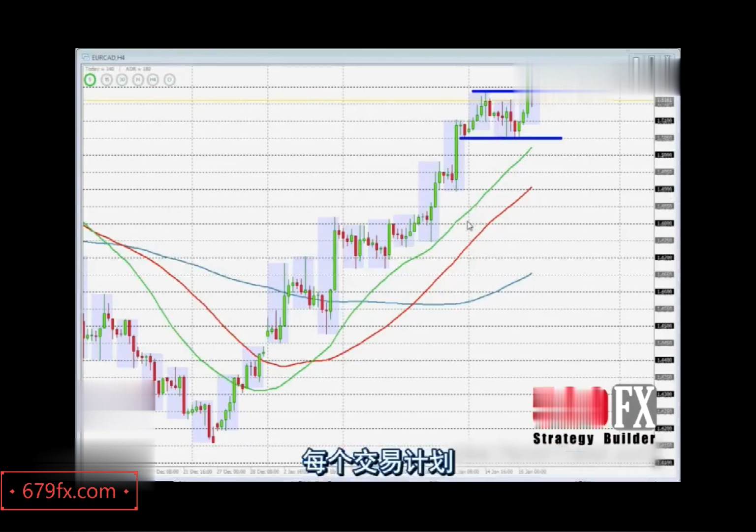All right. Every trade plan should check different elements. Okay, the first of all, of course, is always the trend. Are we trending, or are we moving sideways?